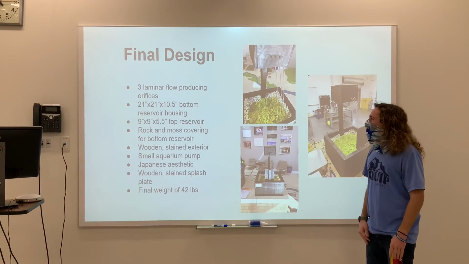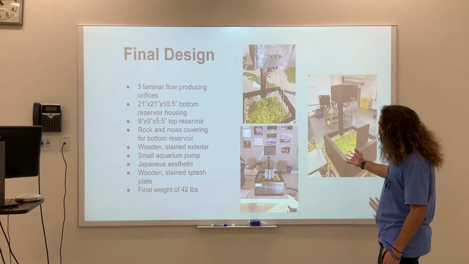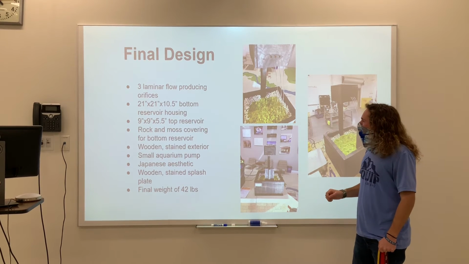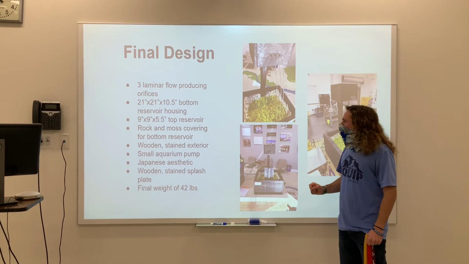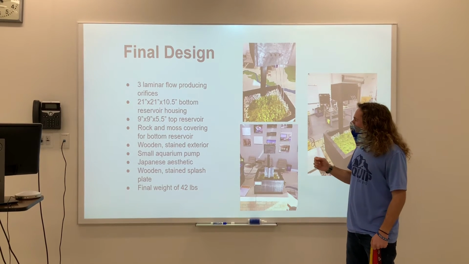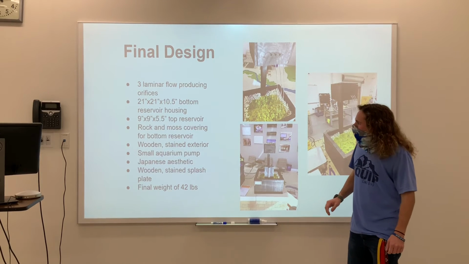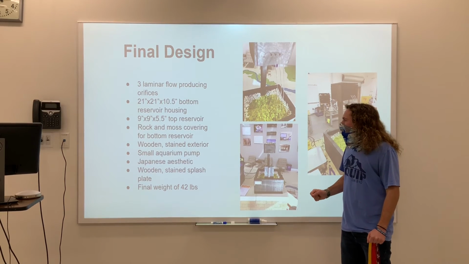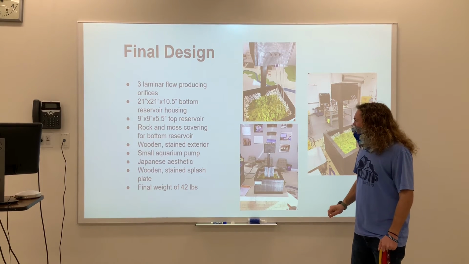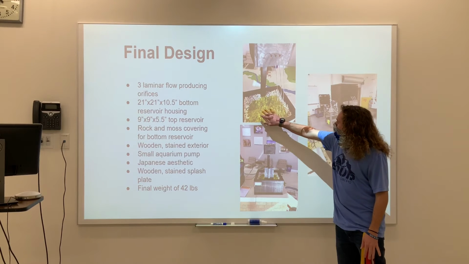This is the final design of our fountain. As you can see, we have a few pictures of it from different angles. In our final design, we had 3 laminar flow producing orifices, a 21 by 21 by 10.5 inch bottom reservoir housing, which is this piece right here. We had a 9 by 9 by 5.5 inch top reservoir, which you can see here. And we also had a rock and moss covering for the bottom reservoir, which you can see right there.